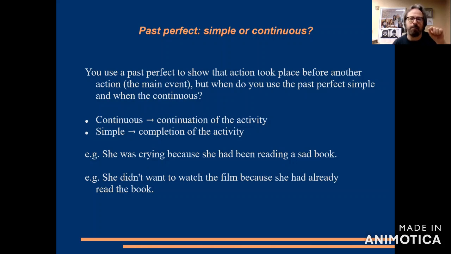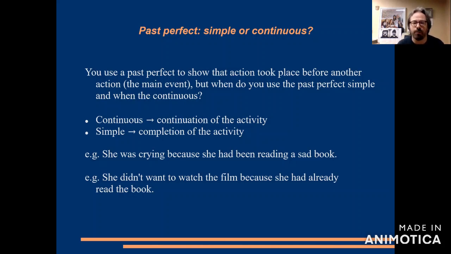So like you see in the middle, a continuation of the activity. The book is so emotional that she becomes sad, and because of the fact that she's sad, she starts crying. One thing leads to the other. There is a direct link from one activity to the other. In the second one, there is not necessarily that link. It's not a direct link.